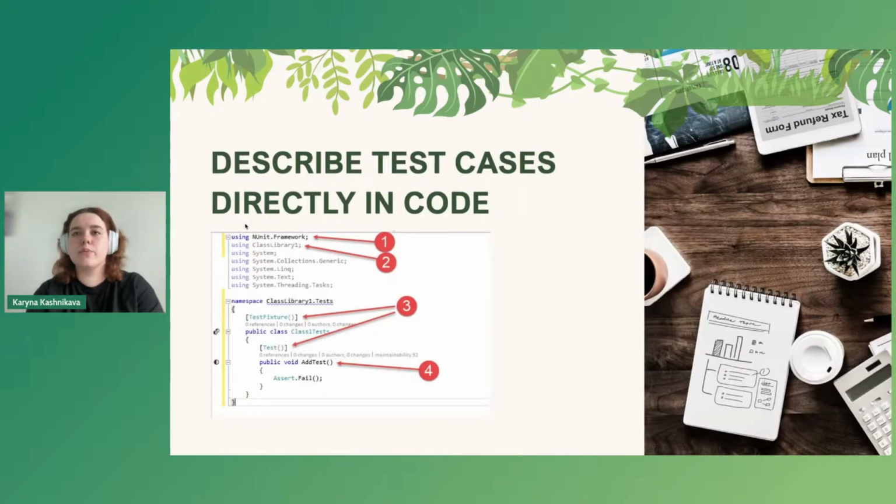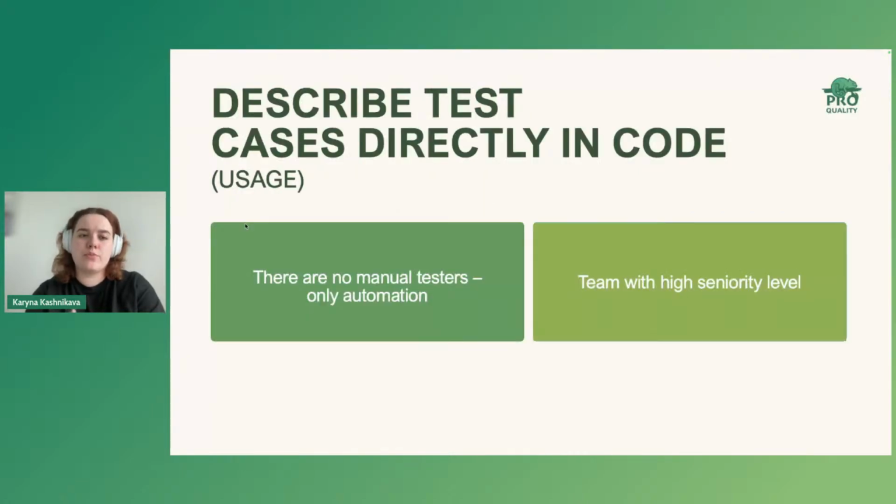The next possible test documentation for automation is test cases which are described directly in the code, without additional test documentation. So when can we use such an approach? We can use it when the project doesn't have any manual testers, only an automation team exists, and when the team consists of people of high seniority level, which means that each specialist can read the code and understand the case.